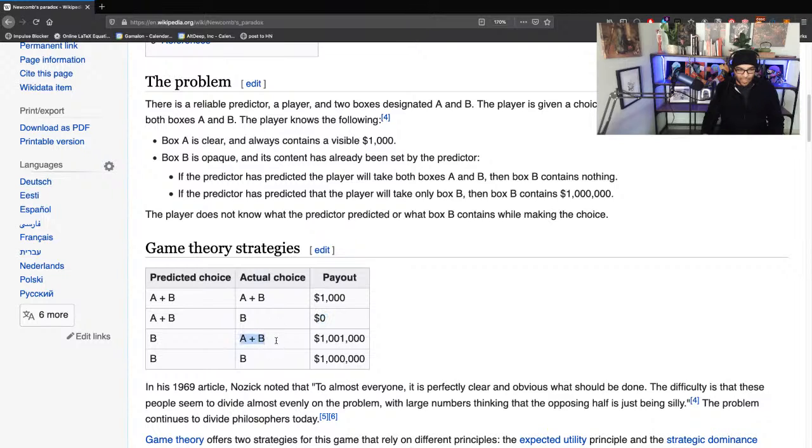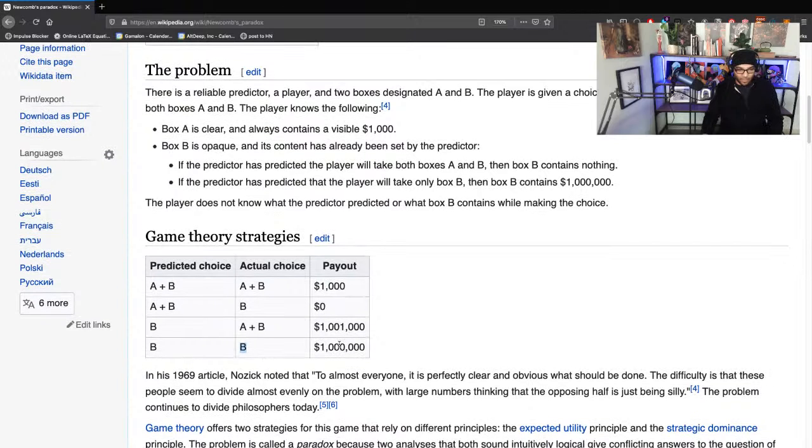If the actual choice is A and B, and the predicted choice is B, then we get the $1 million in box B because the predictor would have predicted B and therefore put $1 million in B, and they also get the $1,000 in A. If they just pick B, then they get $1 million.